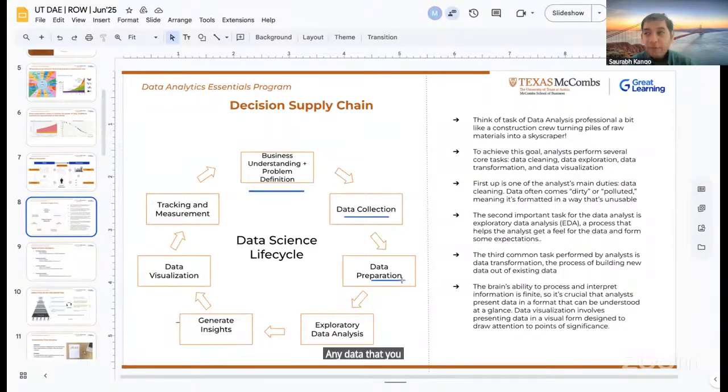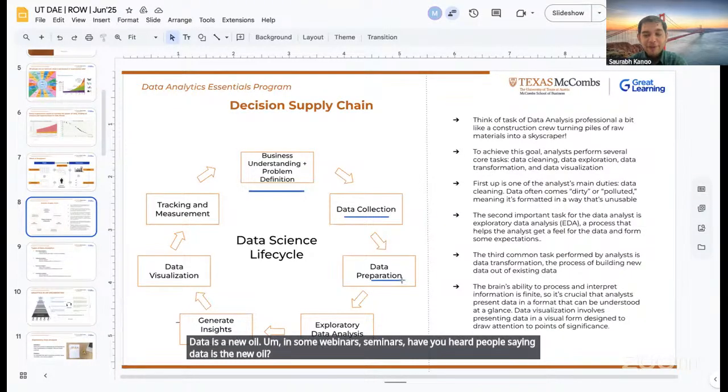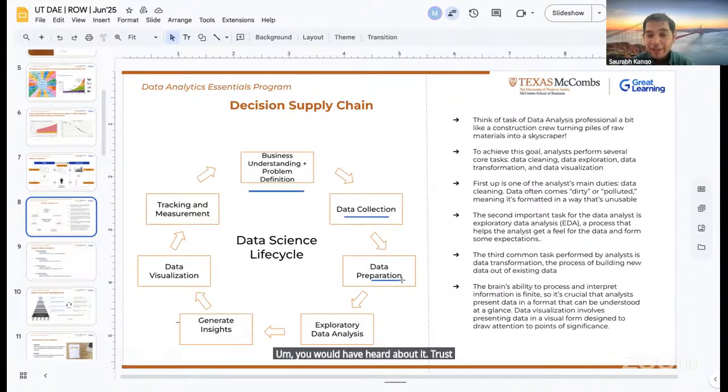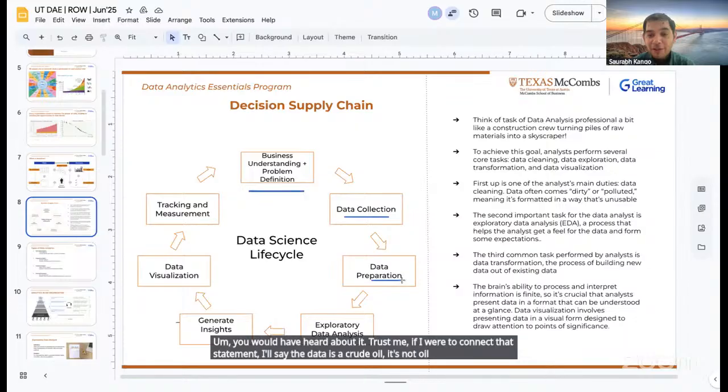Any data that you know in the world, is it always the cleanest? Do you think the data is in a very clean format? Anyone who has seen some data, do you think the data is really clean? No. I don't know if you've heard this statement before. The statement is data is the new oil. Has anyone come across this quote? Data is the new oil. In some webinars, seminars, have you heard people saying data is the new oil? You would have heard about it. Trust me, if I were to connect that statement, I'll say data is a crude oil. It's not oil, it's crude oil. Crude oil means it's not so clean.